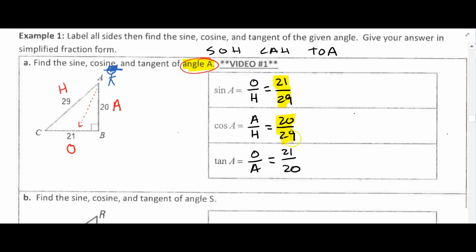Remember, these are just fancy names for ratios of different sides of the triangle. This may seem a little overwhelming right now, but I promise once you do a bunch of examples, it will get much easier and will become second nature to you.